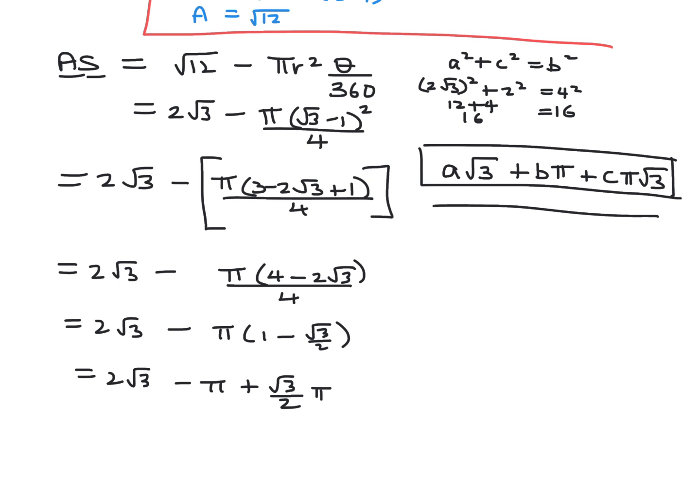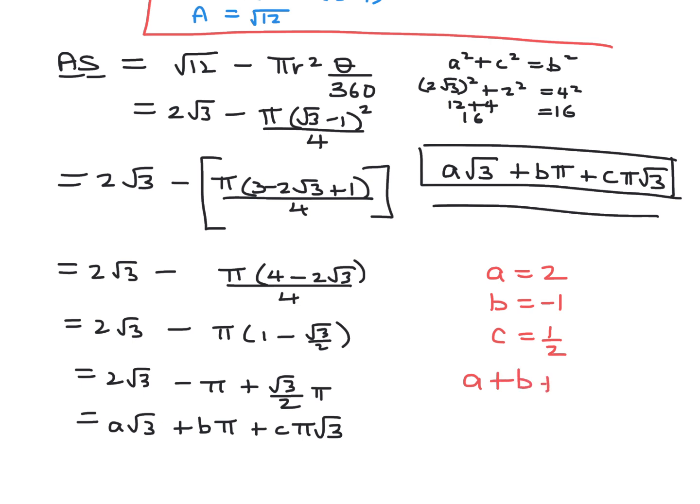Yeah. So now let's match it with this guy. Since this is a root 3 plus b pi plus c pi root 3, let's carefully match this up here. So that means a is 2. Okay. b looks to me like -1. And c is a half, I believe. Okay. So then a plus b plus c would be 2 minus 1 plus a half. And that is 1 plus a half, which is 3 over 2.